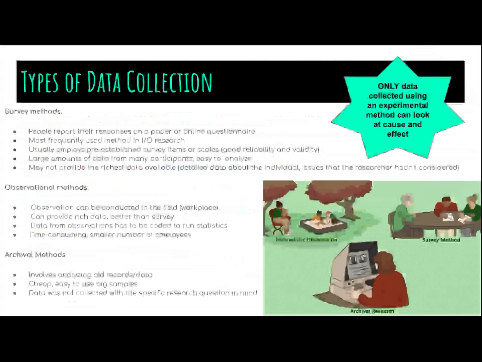Survey methods involve people reporting their responses on paper or online in a questionnaire or survey. This is the most frequently used method of data collection in IO research. It usually uses pre-established survey items or scales and can collect large amounts of data from many participants. Survey data is also fairly easy to analyze because it comes in numerically. It comes in numbers, so we can run the statistics right away.